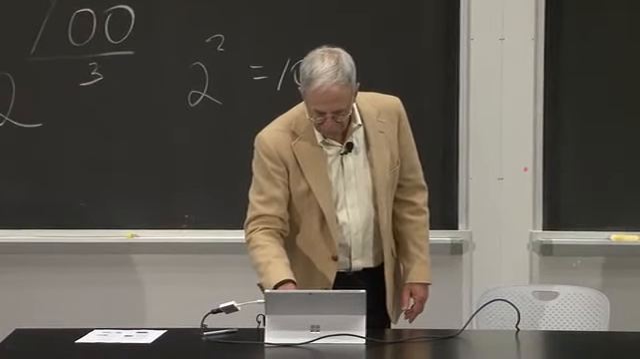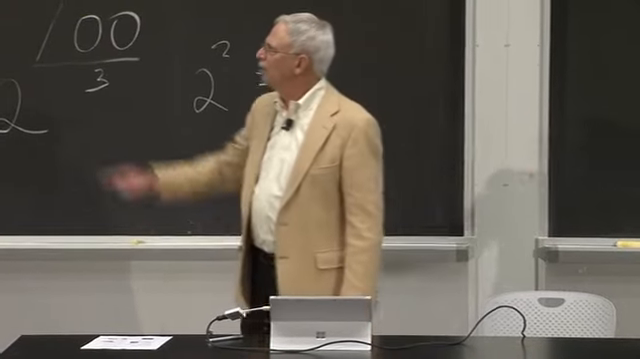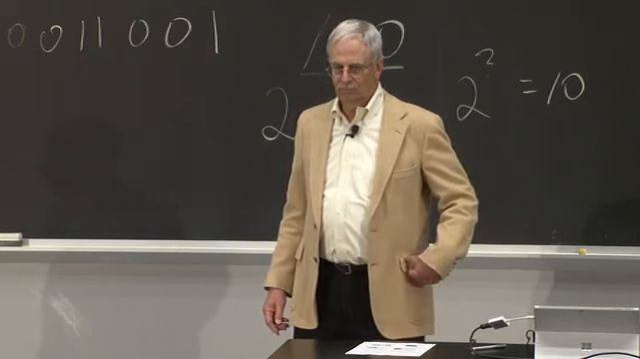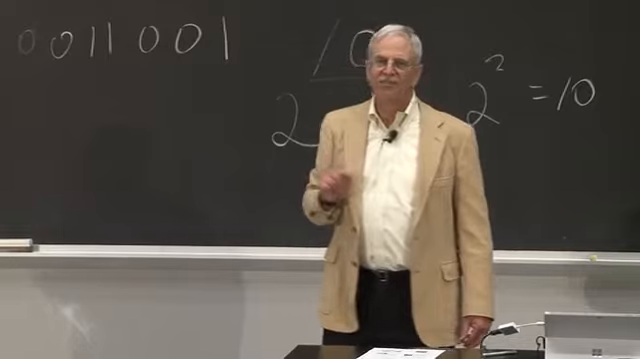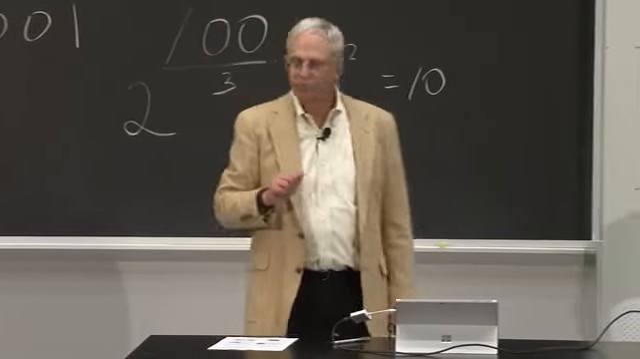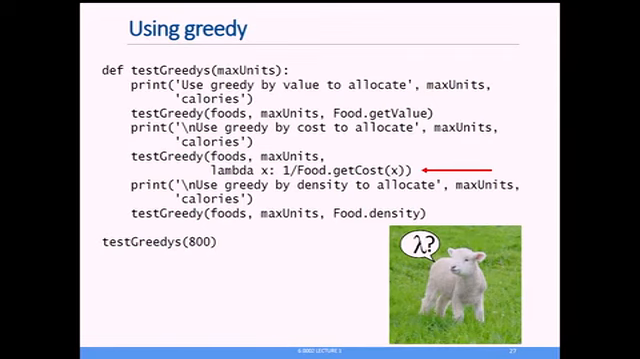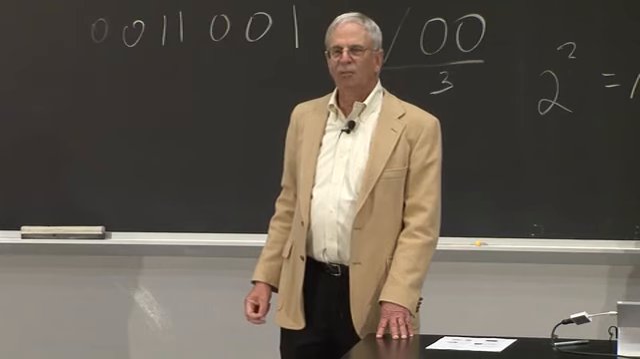So if we go back to it here, you can see that what I've done is lambda x, 1 divided by food.getCost of x. Notice food is the class name here. So I'm taking the function getCost from the class food, and I'm passing it the parameter x, which is going to be what? What's the type of x going to be?